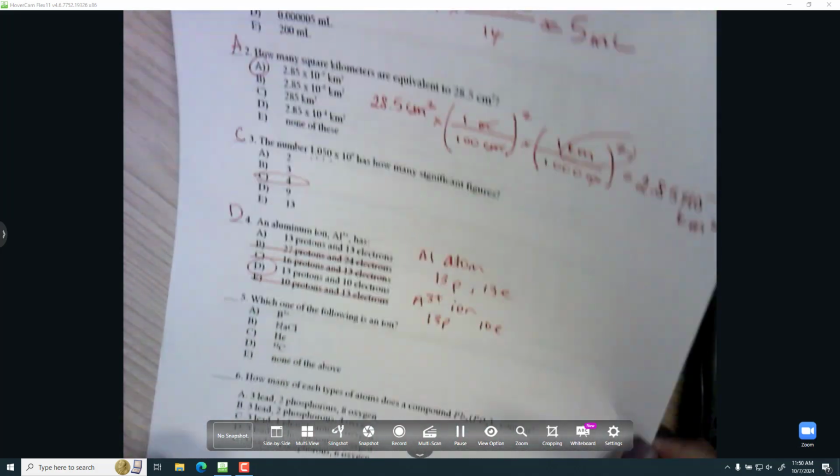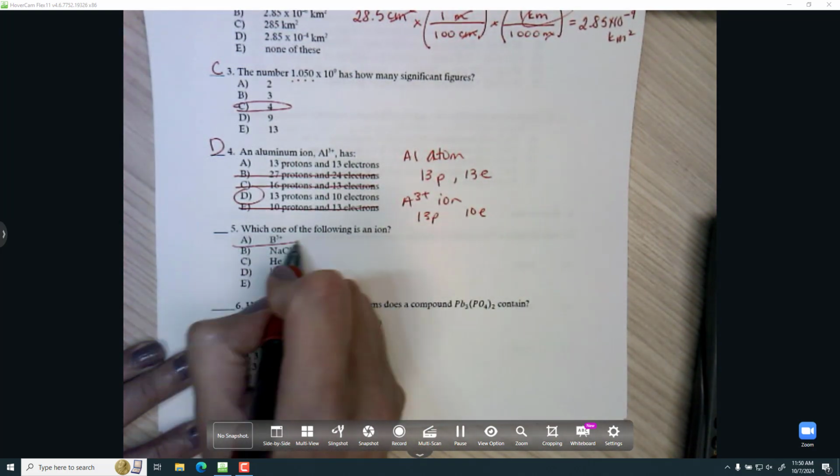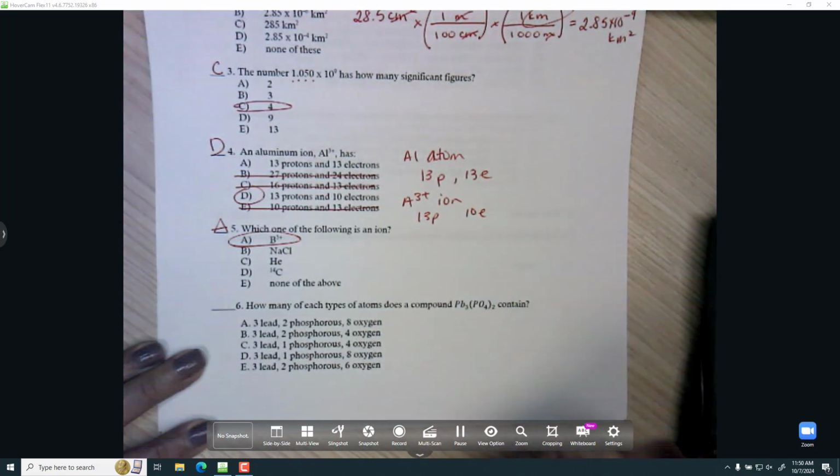Next up, an ion is something with a charge, so that would be that first one, boron. NaCl would be an ionic compound. Helium would be an atom, and the carbon-14 would be an isotope.